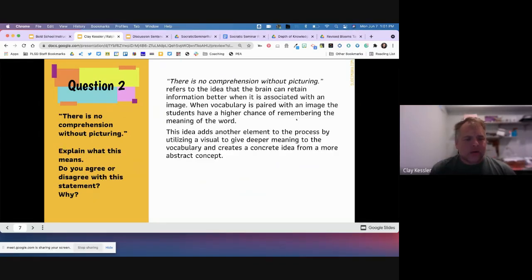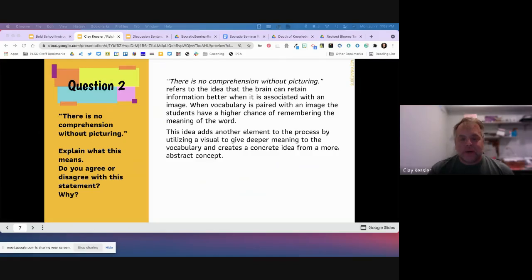And this one here is one that I kind of use when I do my vocabulary in art, but there's no comprehension without picturing. So a lot of times I think vocabulary is taught the way I remember going through school, we would get the vocabulary list, right? And you'd have to fill in the definition next to the list, and at the end of the week, there'd be a test for everything, and you try and remember it.